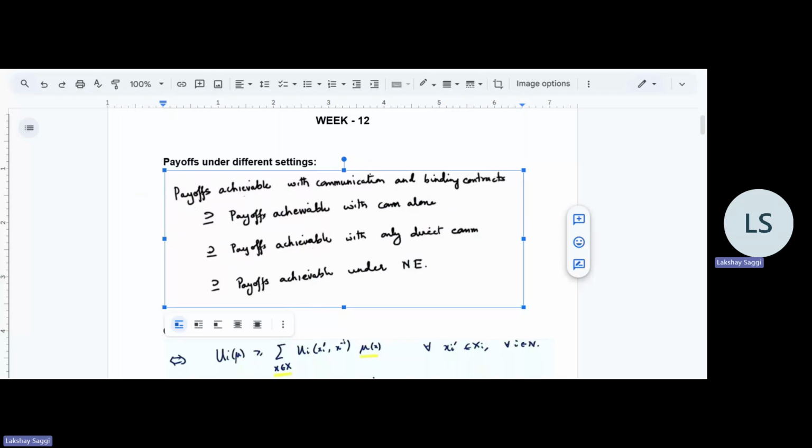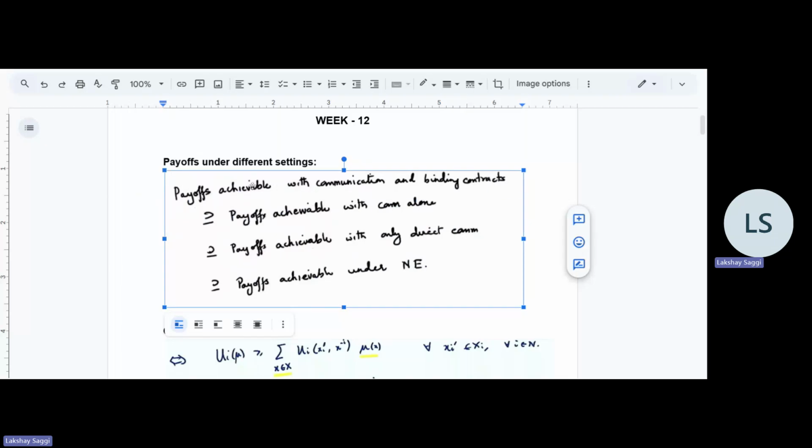And why is this true? Because suppose the contract is non-binding, as in communication alone. If the contract was non-binding and a player chose not to follow the contract, that can anyway be prevented when we are using binding contracts. A player following a contract or not following a contract can anyway be ensured using binding contracts.